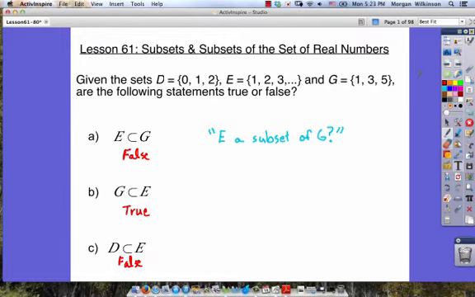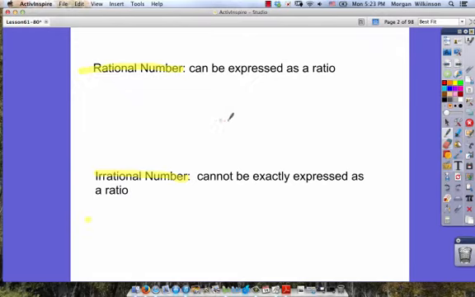Let's look at some more examples. We've got a few definitions we need to review. The first is a rational number. A rational number can be expressed as a ratio, and a ratio is just another word for a fraction. Examples of rational numbers might be 7, because 7 can be expressed as 7 over 1, or negative 3, because that can be negative 3 over 1. We could also have negative 1 and a half, because that could be expressed as negative 3 halves. Anything that can be expressed as a fraction is a rational number.